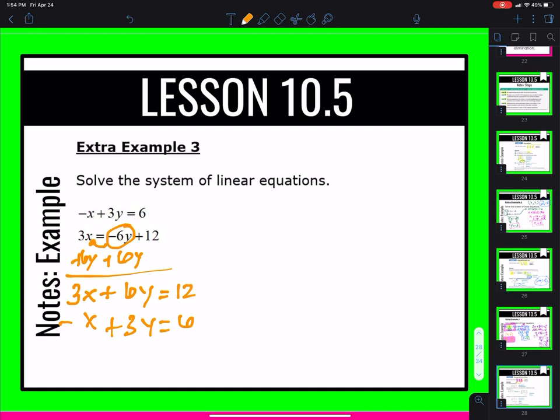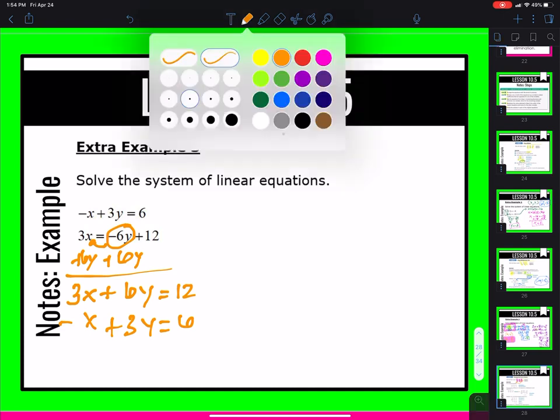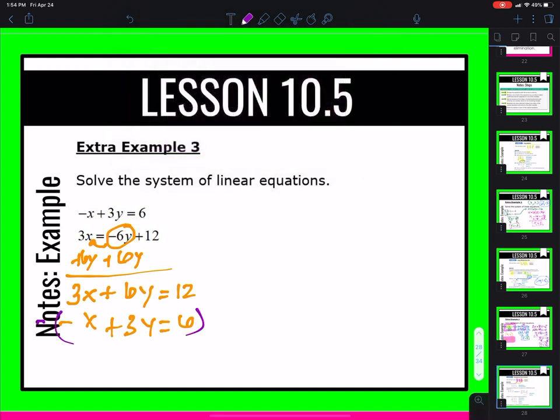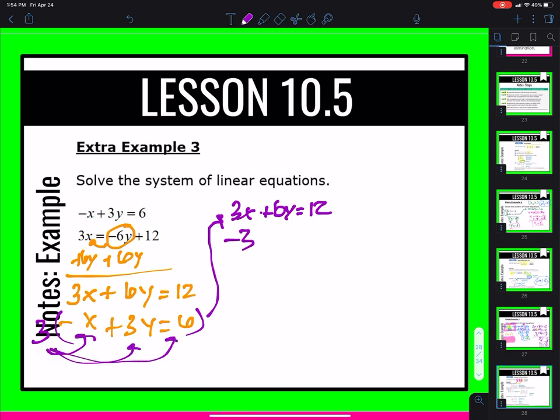This bottom equation needs to have a common term to cancel out. So I'm going to multiply it by 3. I'm going to rewrite the one that I'm not messing with: 3x plus 6y equals 12. Sorry for my sloppy handwriting. And then I'm going to multiply this number to each term, distributive property. So I'm left with negative 3x plus 9y equals 18.